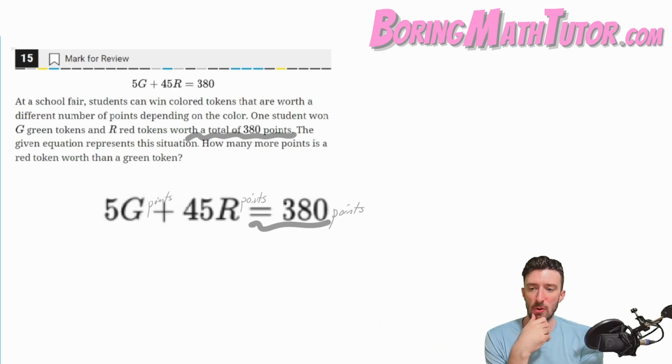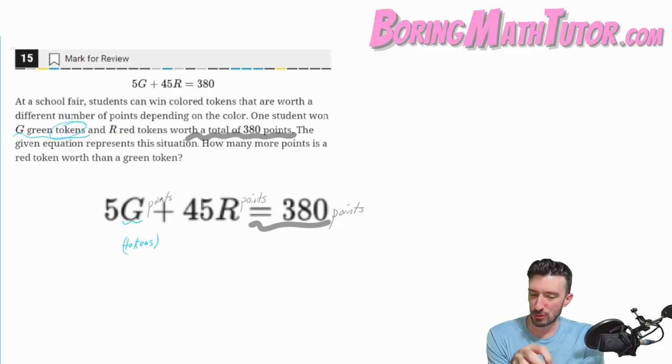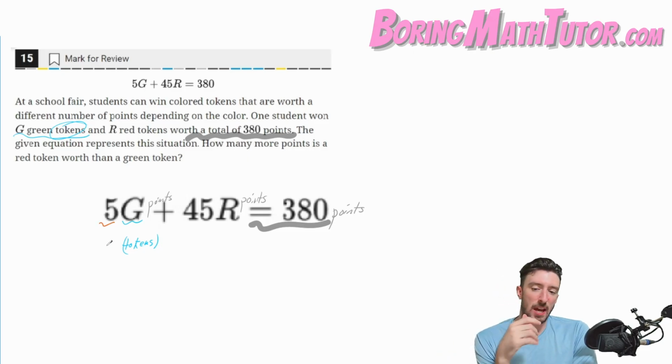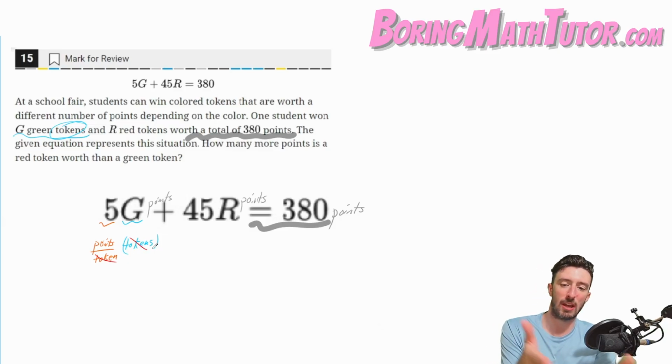But we already know that G is supposed to have a certain unit. It's supposed to have a unit of tokens. So G itself on its own is measured in tokens. But because it's supposed to come out to a unit of points, that must mean that the 5 has to have a unit of points per token. And that way, the token unit would cancel. I would get points.